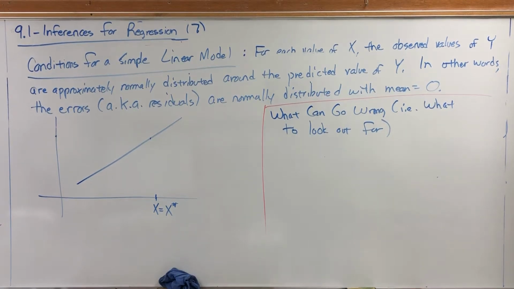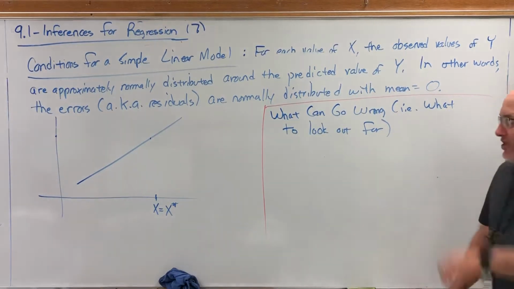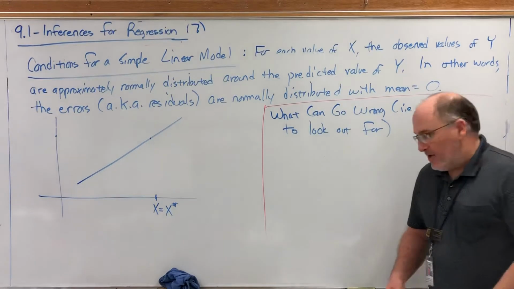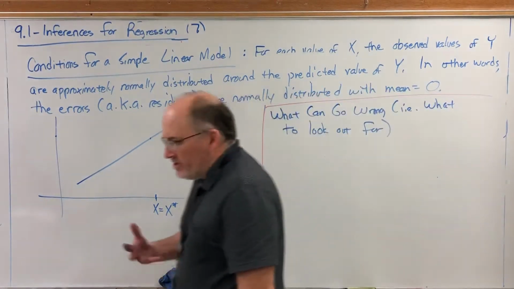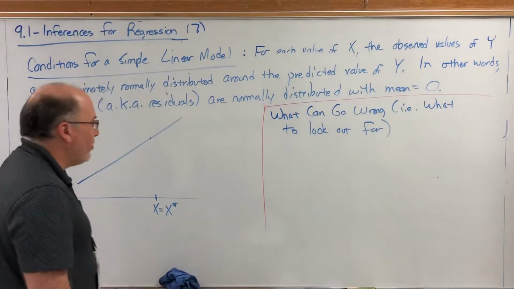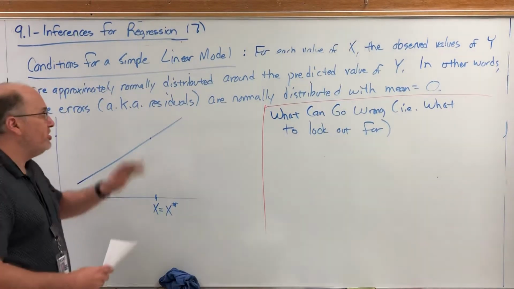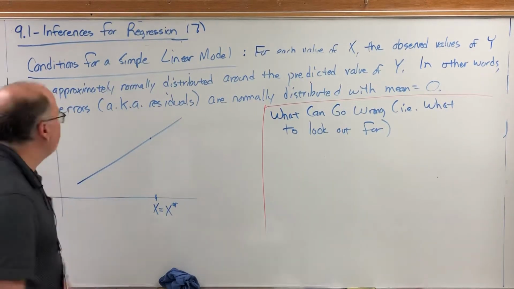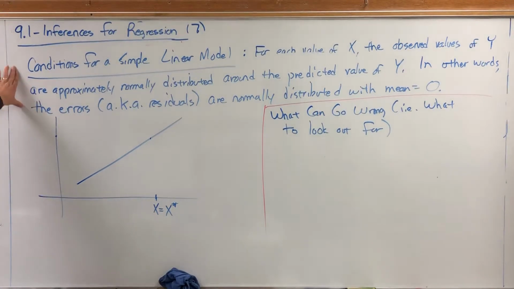Section 9.1, Inferences for Regression, Video 7. As we wrap up this section, we need to talk about the conditions for a simple linear model. In other words, visually speaking, what should we be on the lookout for in a scatter plot before we decide whether or not to proceed with a simple linear model? Well, namely, the conditions for a simple linear model are straightforward.